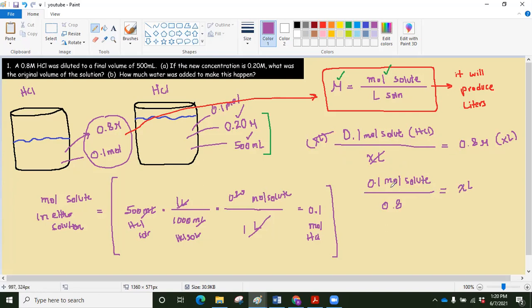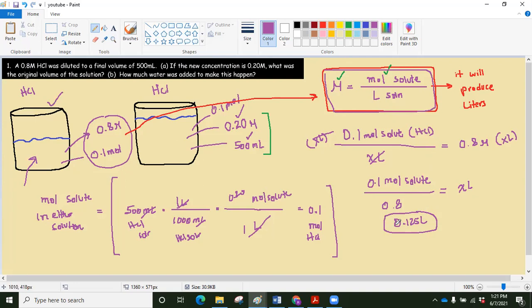And so if you were to plug this into a calculator, 0.1 in terms of moles, and of course 0.8 in terms of molarity, you would get 0.125 liters, of course, because like I said before, the molarity formula expresses the quantity in terms of liters if you were to solve for liters. And so that's your answer. I mean, you know how many liters are in this particular container here.